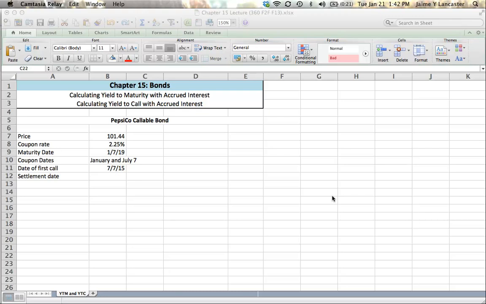Hi there. In chapter 15, we're dealing with bonds. And a bond is a type of financial security that a company issues when it needs to borrow money. And so what happens with the bond is that the company issues bonds and then investors buy them. And when an investor buys a bond, it gives a company a certain amount of money, usually about $1,000.